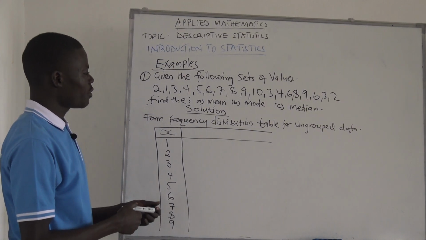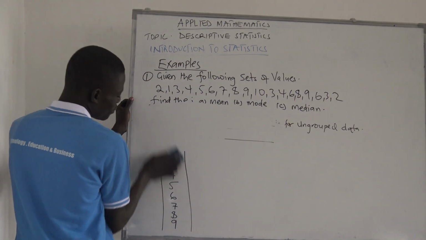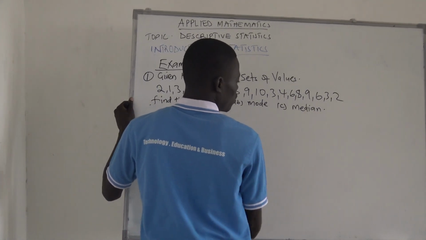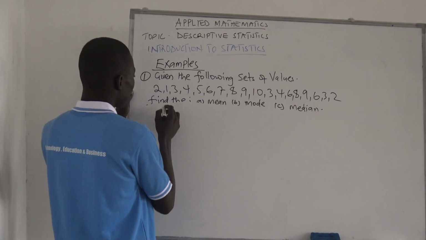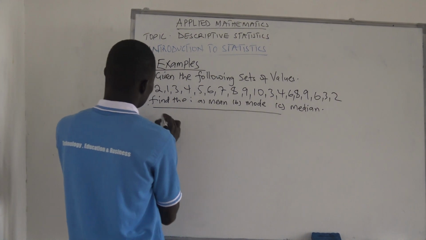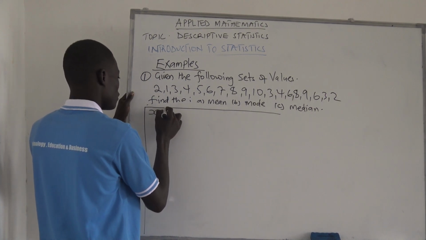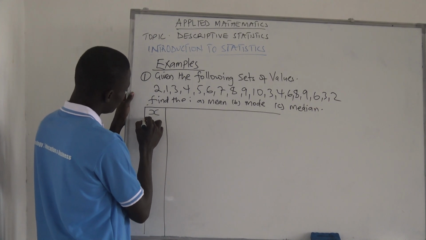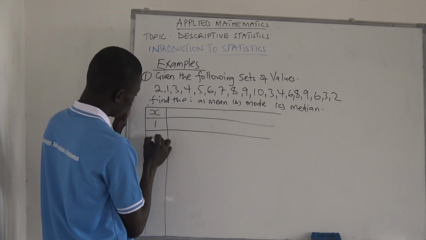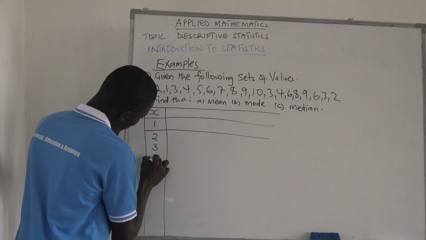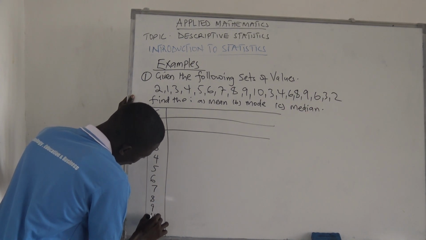It is not fitting here, so we are going to adjust our table up to here. Our x: the first one is 1, 2, 3, 4, 5, 6, 7, 8, 9, 10.